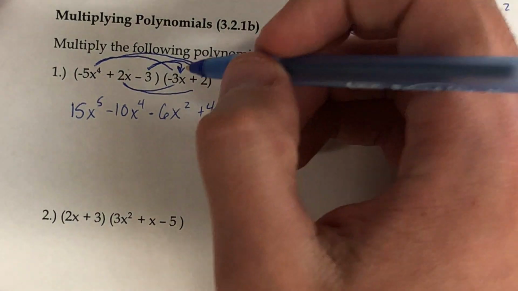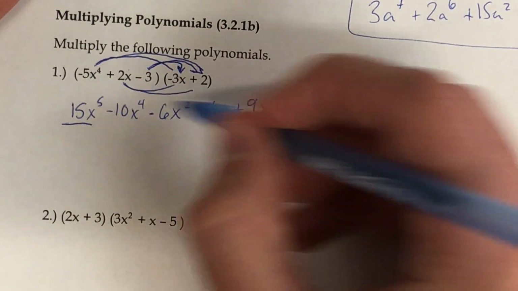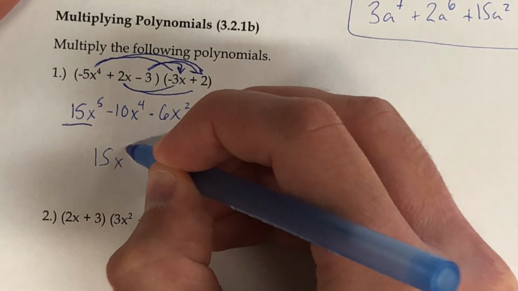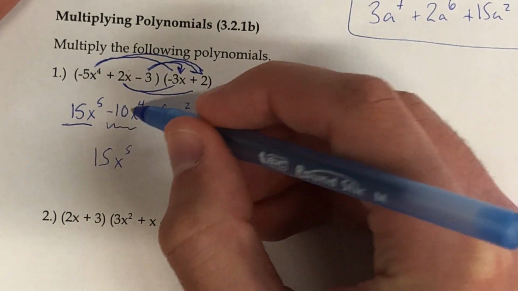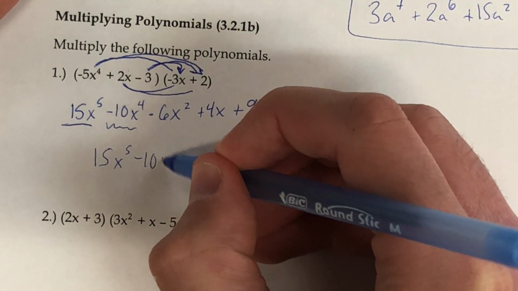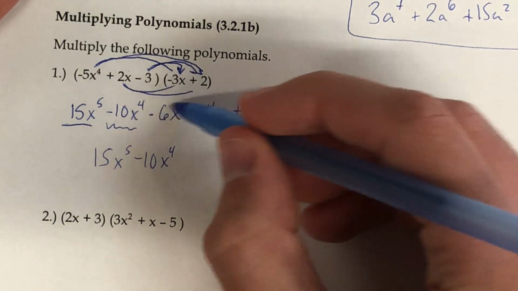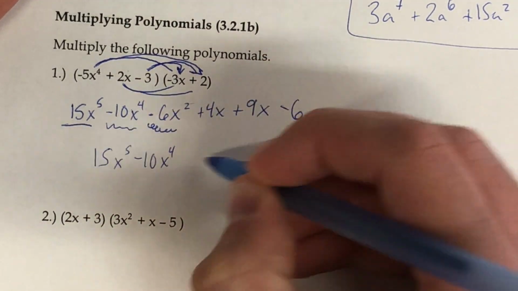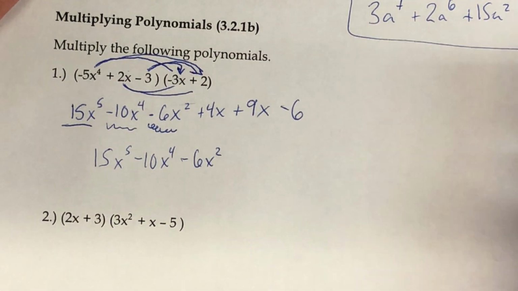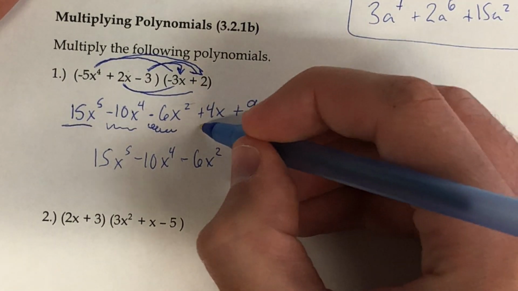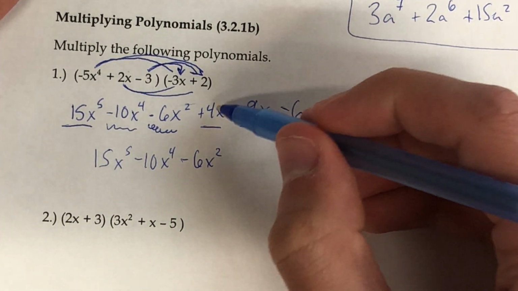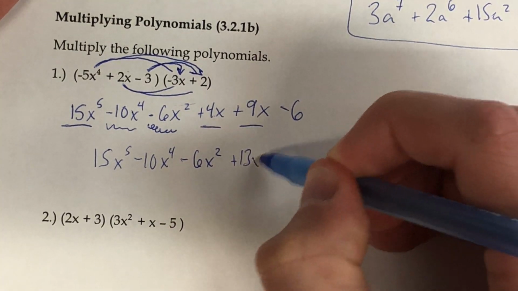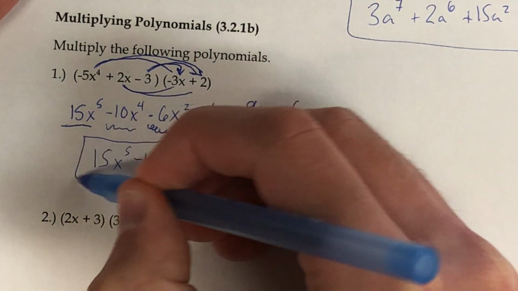Then combine like terms if we can. So 15x to the fifth, no other x to the fifths. Negative 10x to the fourth, no other x's to the fourth, so no like terms there. No x to the third, so move on to x to the second, which is negative 6x squared. Don't have any of those. We've got 2 singular x's, 4 plus 9 is 13, and then we have negative 6.